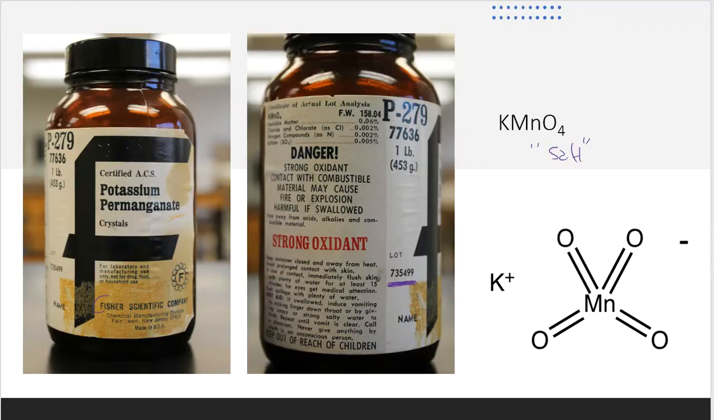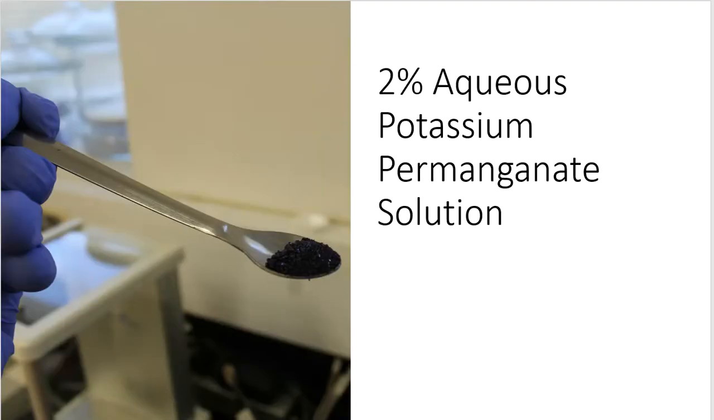All right, so I need to go to my balance, and I need to tare that balance out yet again. And then I'm going to use some of the KMnO4, potassium permanganate, to make a solution. I need a 2% solution. The crystals here, they look black, but they're not. They're actually deep, deep, dark purple, almost a violet color. Don't let the lighting fool you.